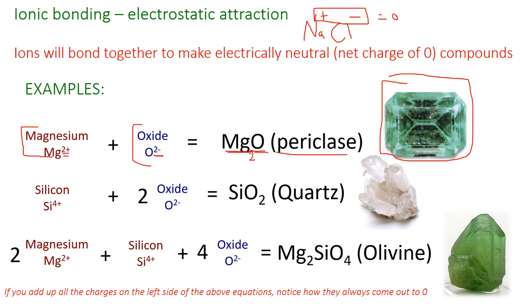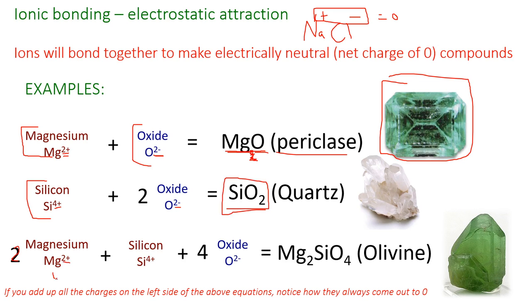So that's why these formulas have to be very exact. It's a very precise number of each element to the others, very precise proportion. It's not going to change. Okay, silicon, 4+ plus 2 oxygens at 2-, that's going to be electrically neutral, right? 4 plus 2 times -2 is going to be 0, and that's going to form a mineral, SiO2, which is quartz.